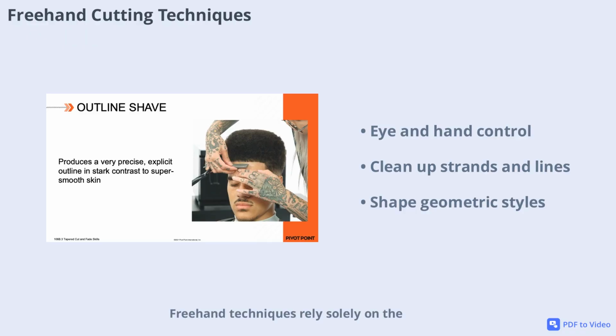Freehand techniques rely solely on the eye and cutting hand for control. Freehand shear cutting cleans up residual strands, reinforces the shape of longer, tightly curled haircuts, and cleans up perimeter lines. It also creates less defined perimeters when whorls and growth patterns are a concern. Freehand clipper cutting tapers sides, back, and nape hairlines using the C-stroke and shapes hair into distinct geometric styles.